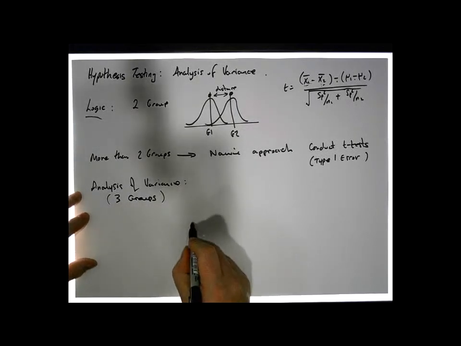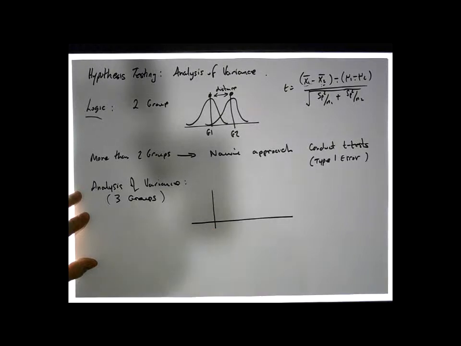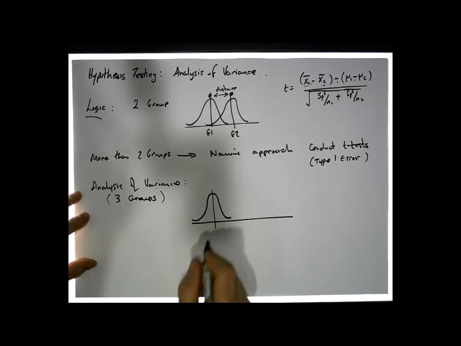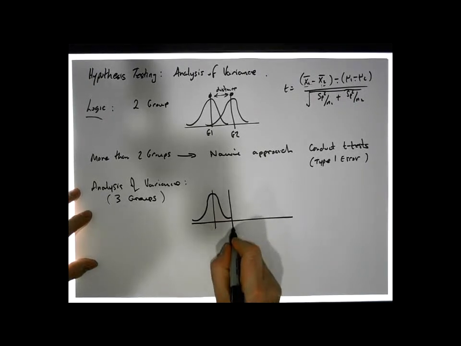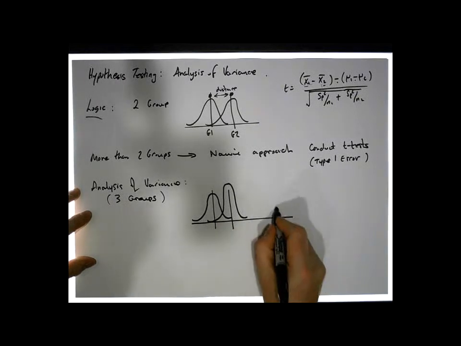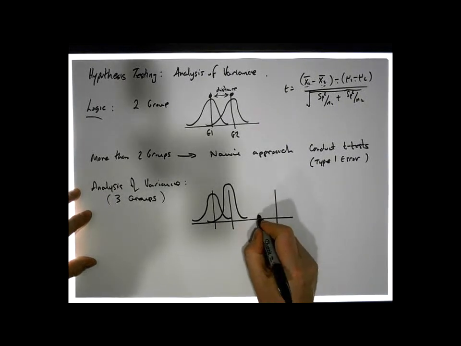And what I'm going to do is just draw their distributions. Let's say the first group is positioned here, that's its mean value. And let's say the second group is positioned here. There you go, there's the second group. And let's say, for argument's sake, that the third group is positioned out here.